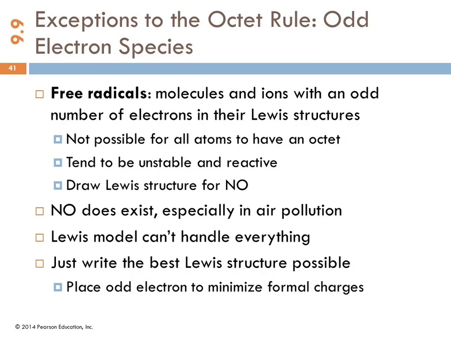Now that we learned all about the octet rule, we have to tell you there are exceptions to the octet rule. Perhaps the most obvious one are molecules or ions which have an odd number of electrons. How can you share and have everybody end up with 2 or 8 if you have an odd number? Well, it's just not possible.